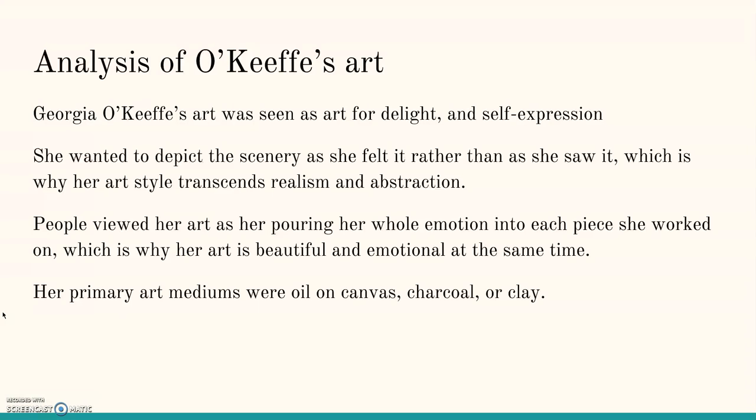She wanted to depict scenery as she felt it rather than as she saw it, which is why her art style transcends realism and abstraction. People viewed her art as pouring her whole emotion into each piece she worked on, which is why her art is beautiful and emotional at the same time. Her primary art mediums were oil on canvas, charcoal, or clay.